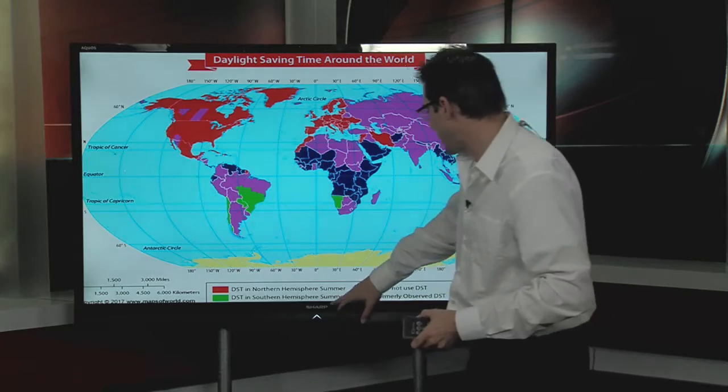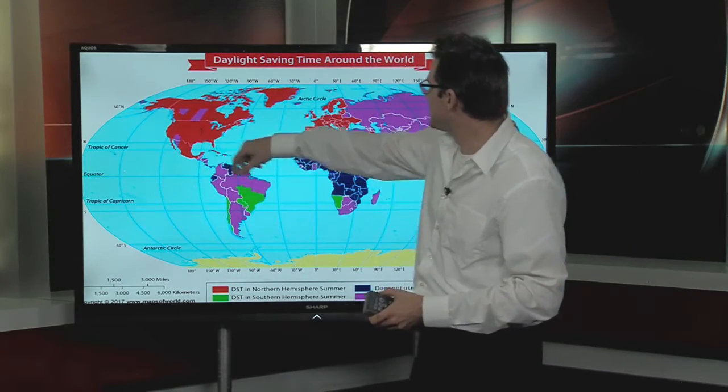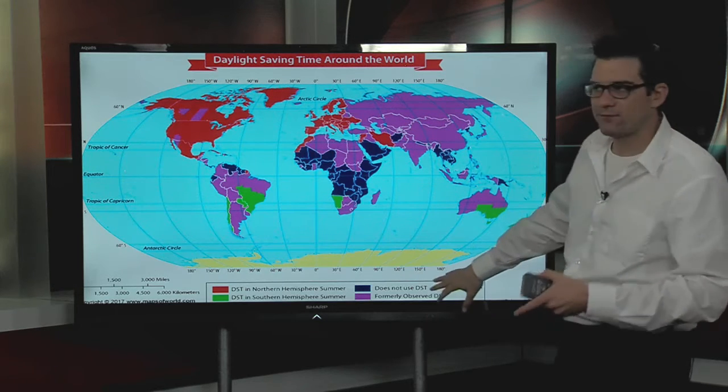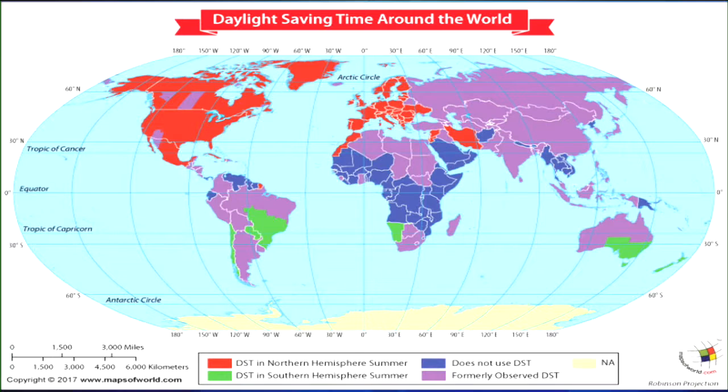And you can see down here in the red, well, that's the United States, so we observe daylight saving time. And you can see other parts of the world. If we bring this map up full, you might be able to see it better. The legend here, the green, daylight saving time in the southern hemisphere, so South America. The dark blue, so over towards Africa, does not observe daylight saving time. And in the pink, parts of Australia, Russia, parts of Central America, parts of Northern Africa formerly observed daylight saving time. All right, come back to me on camera.